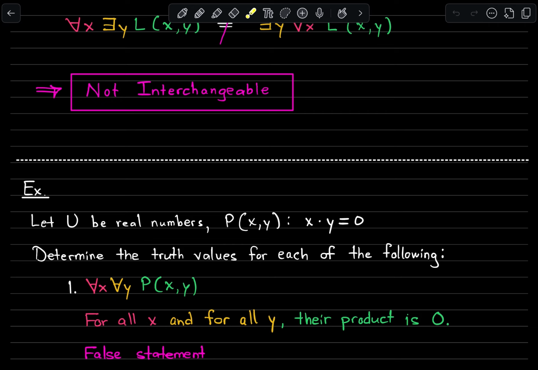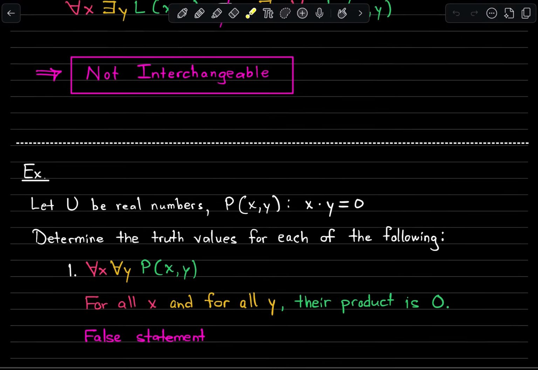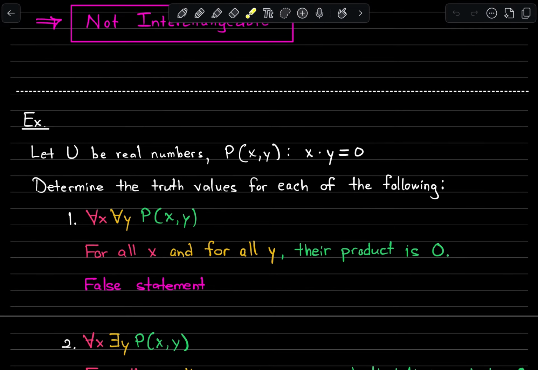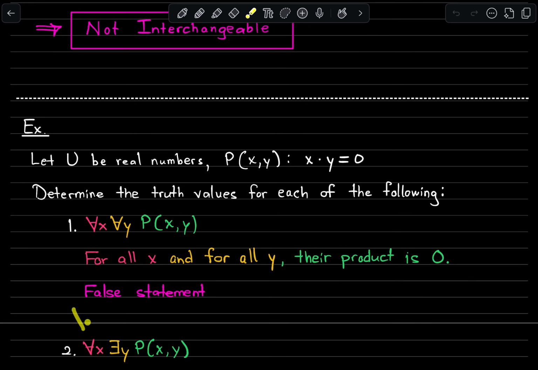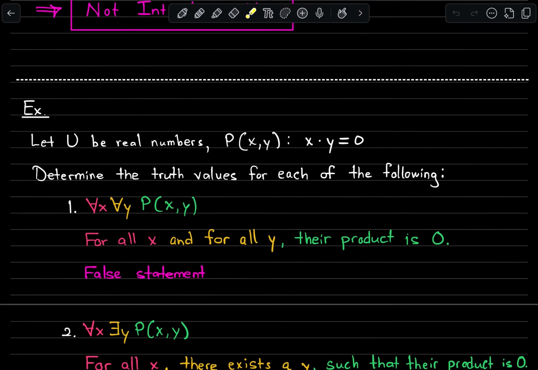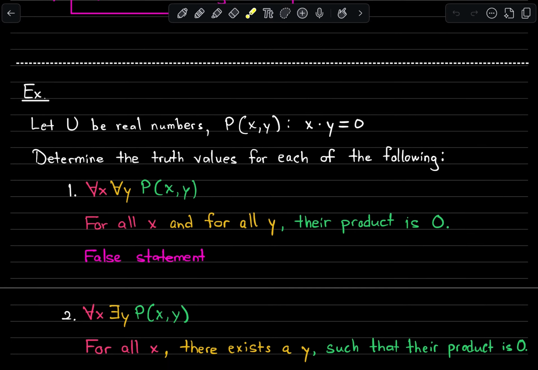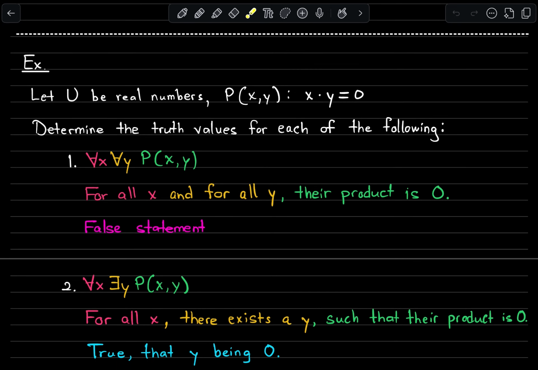We can multiply two non-zero numbers, and their product will not be 0. 2 times 2 is not 0. So it's a false statement. The second case: for all x, there exists a y such that the product of x and y is 0. This is going to be a true statement, where y is just 0. We can multiply any number by 0, and their product is going to be 0.